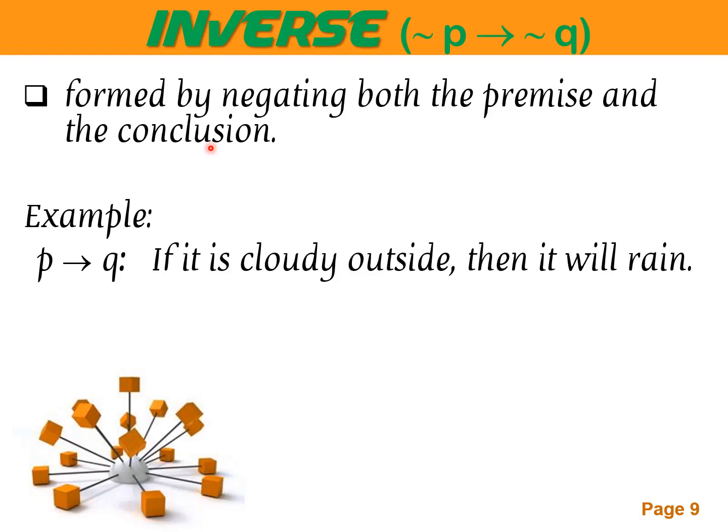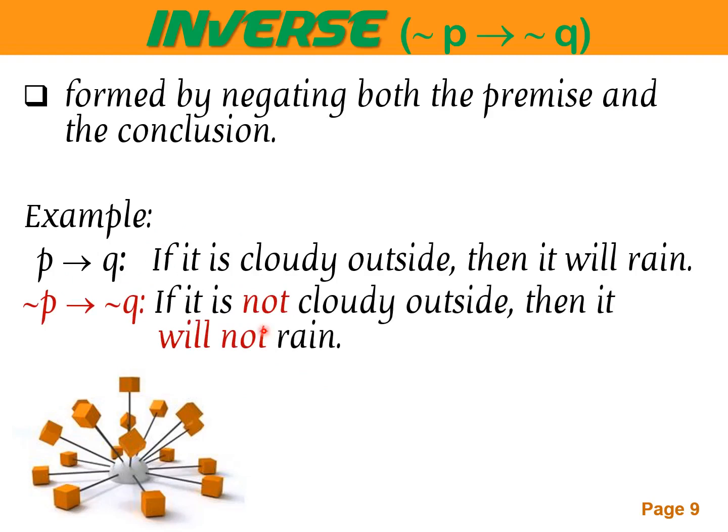So the same example. This time we're going to negate the conclusion Q and the premise P. So you will have now the inverse statement. If it is not cloudy outside, then it will not rain. So this is how you get the inverse statement.